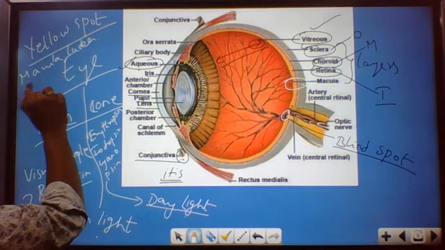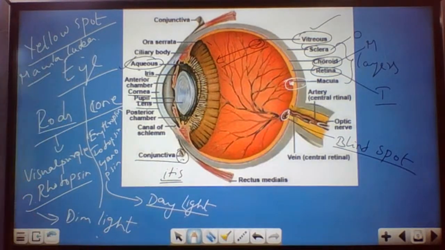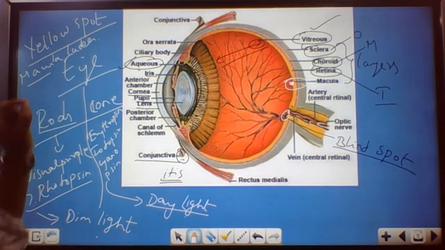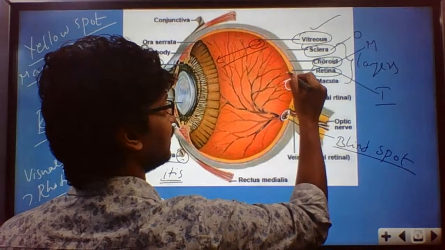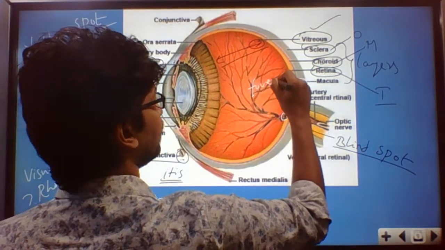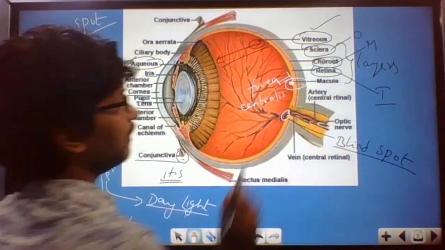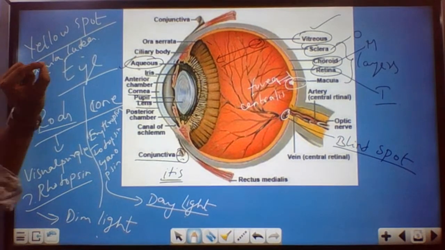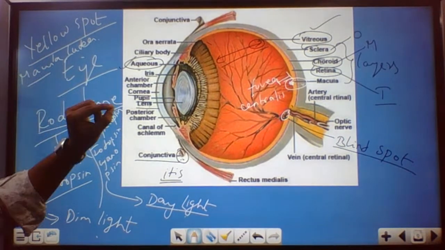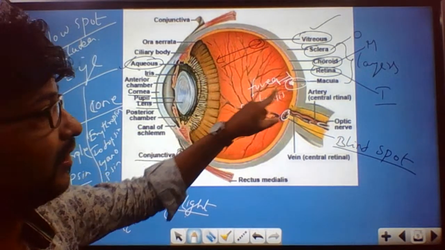And the yellow spot is present in this region. This region is called the yellow spot. This yellow spot is present in a specific part called the macula lutea. And we have a central pit. This pit is called the fovea centralis. We have a pit here, and this pit is called the fovea centralis. So the macula lutea has a pit-like formation, and this small pit that you can see in the macula region is called the fovea centralis.